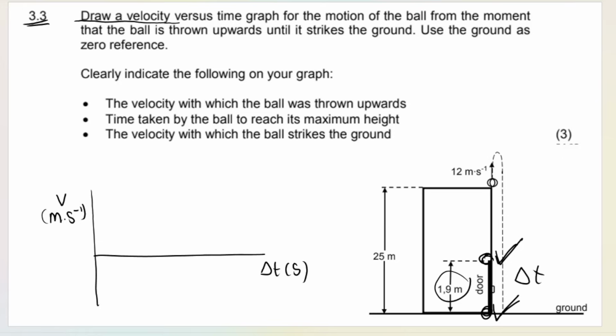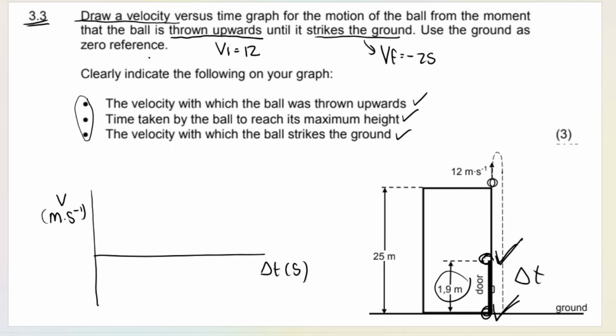And they say, draw the velocity versus time graph for the motion of the ball from the moment the ball is thrown upwards. So that's basically from the beginning of the motion, where VI is 12, until it hits the ground. Remember, when it hits the ground, we worked out the final velocity is negative 25, something. I'll fill it in now. Use the ground as the 0 reference. Okay, cool. Clearly indicate the following on your graph. What's nice is they tell you exactly what they want you to put on the graph. It's 3 marks, so it'll probably be 1 mark for each of these.